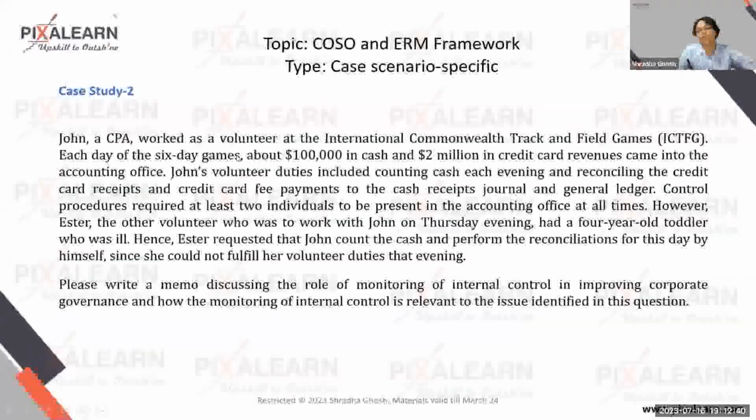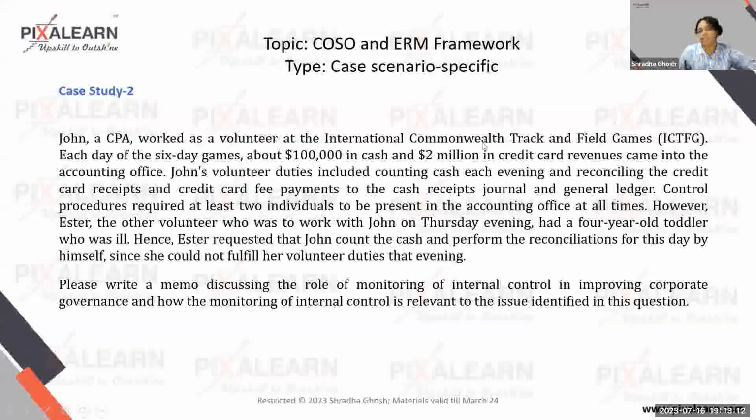John is a CPA who has worked as a volunteer at the International Commonwealth Track and Field Games. Each day of the 6-day games, about $100,000 in cash and $2 million in credit card revenues came into the accounting office. So you are volunteering for an NGO. Your job is to count cash, and the amount of cash we're talking about is humongous: 2 million in credit card collection and 100,000 in cash every day.